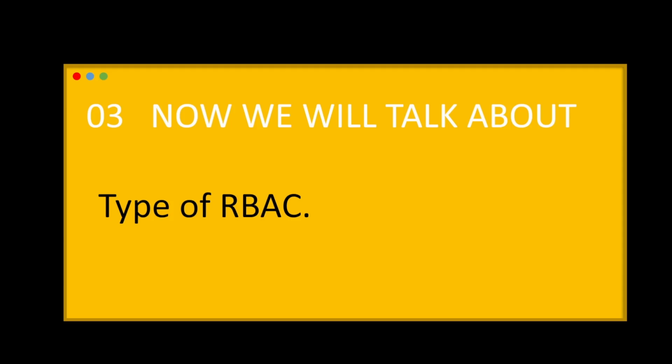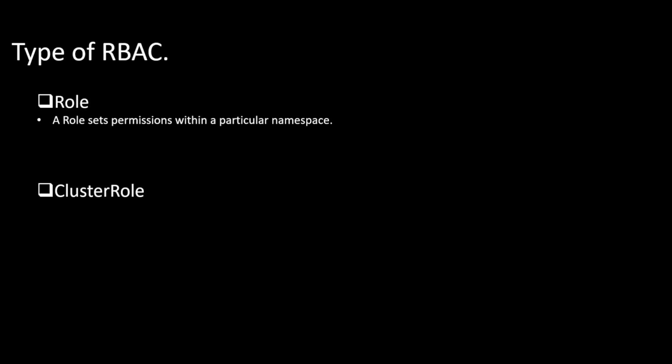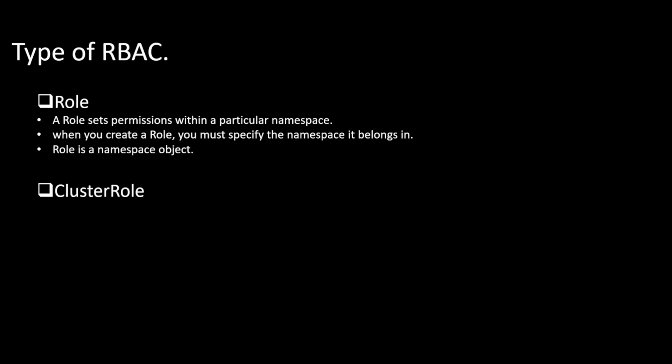Now the types of RBAC: role and cluster role. An RBAC role or cluster role contains rules that represent a set of permissions. Permissions are purely additive. It means that there are no deny rules. A role sets permissions within a particular namespace. When you create a role, you must specify the namespace it belongs in. So we can say that role is a namespace object.